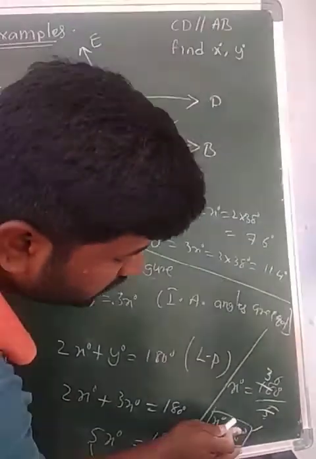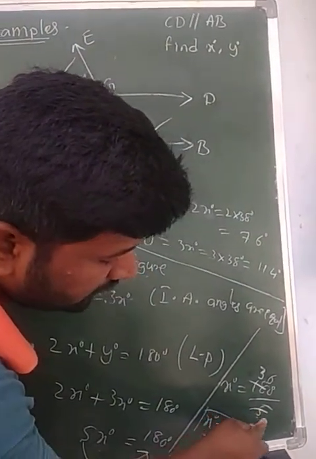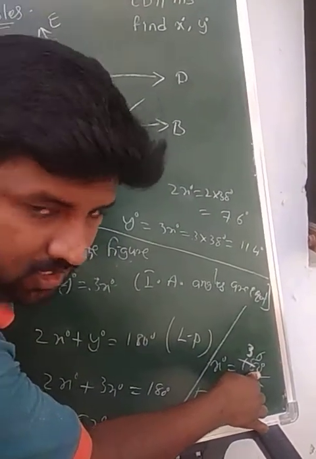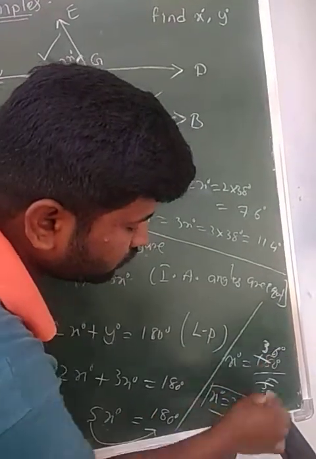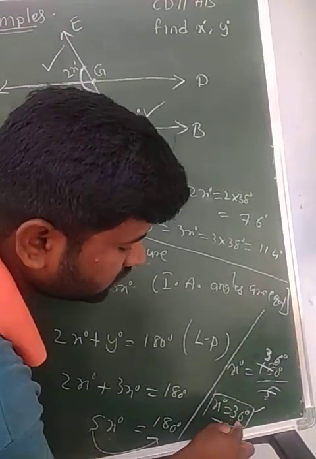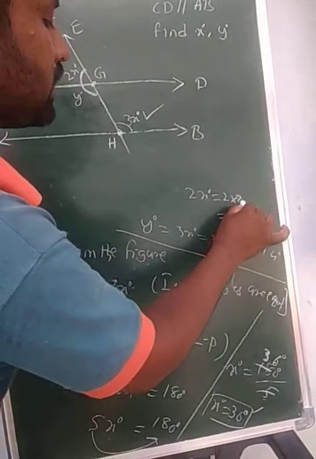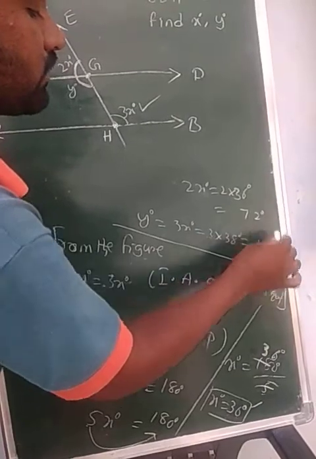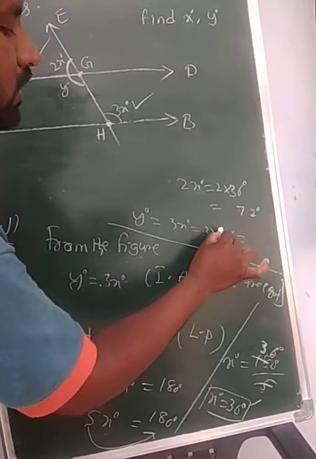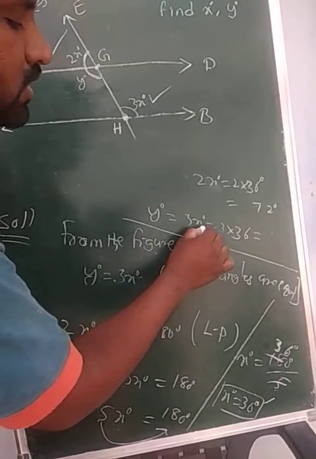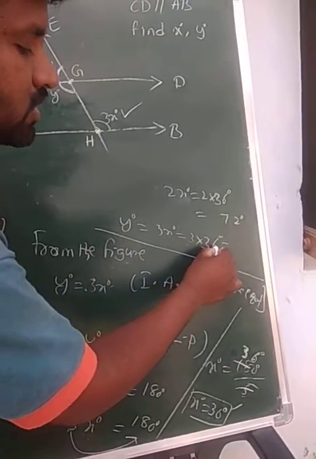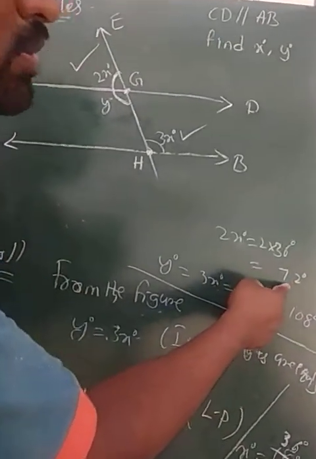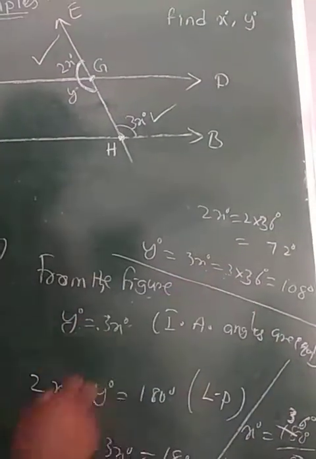Okay students, see here, once by cancelling, 5 threes are 15, here 3 and the beside number is 0, that is 30. 5 sixes are 30, so we get x value as 36 degrees. Then 2x degrees is 2 into 36, that is 72 degrees. And like that only, 3x degrees is 3 into 36, that is 108 degrees. 108 plus 72, again we get 180 degrees.